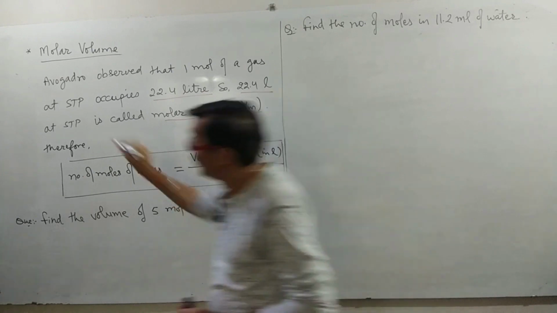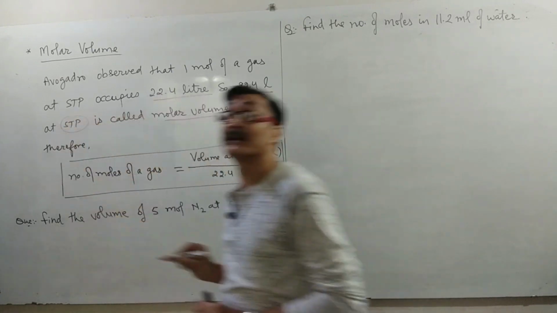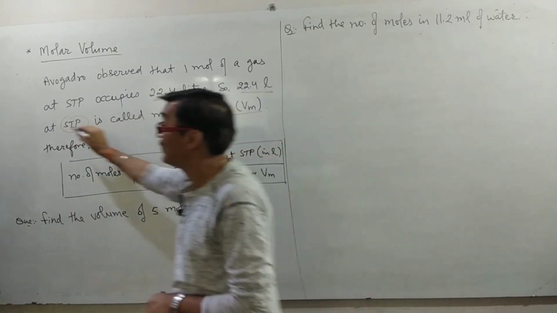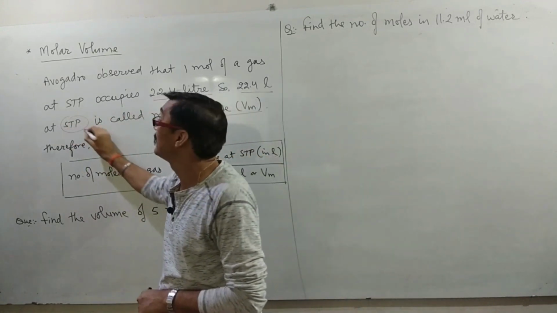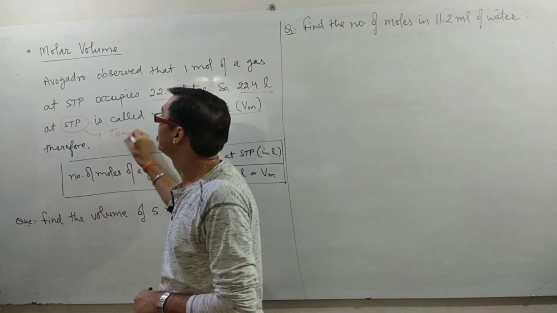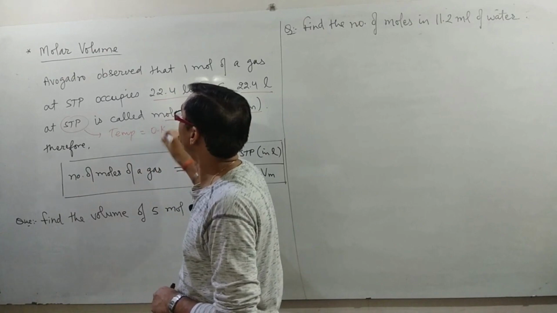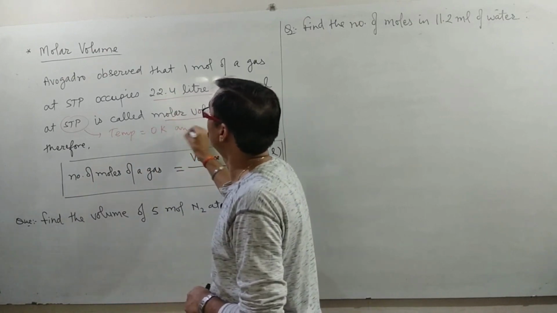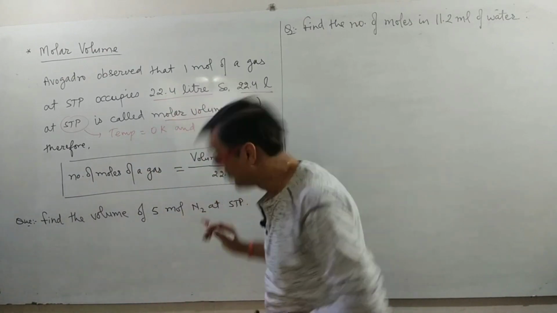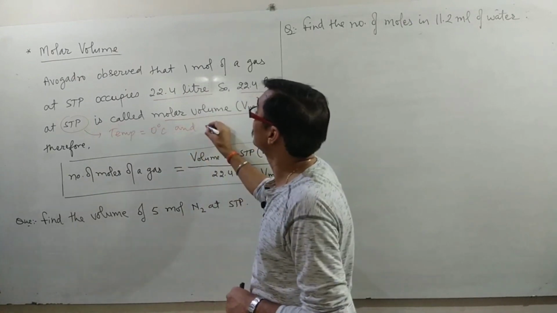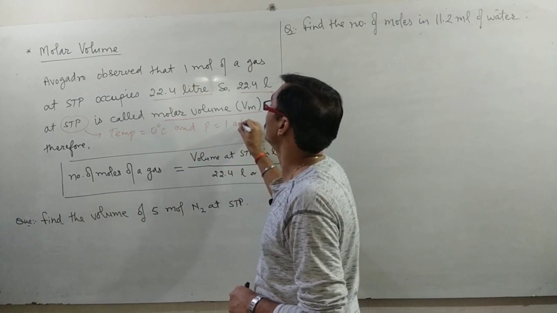But STP are the conditions of temperature and pressure. And what are the standard conditions of temperature and pressure? Temperature 273 Kelvin, that is 0 degree centigrade, and pressure 1 atmosphere.